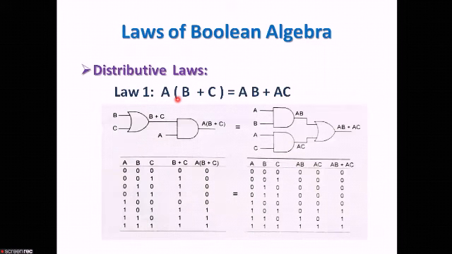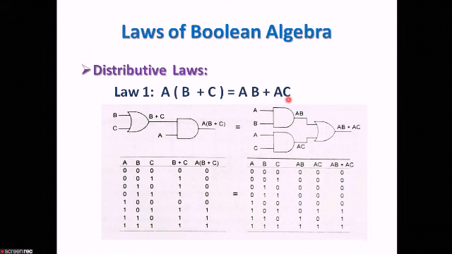Next is the distributive law, which falls under the laws of Boolean algebra. Now what does the distributive law suggest? The distributive law allows factoring or multiplying out of the expressions. There are 3 distributive laws. This is the first law, that is A into B plus C will be equal to AB plus AC.